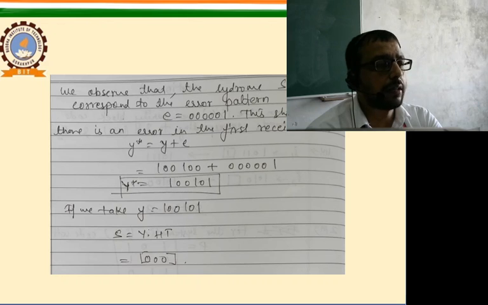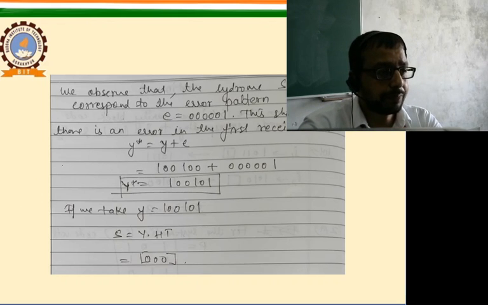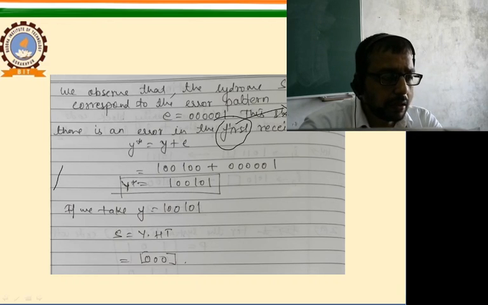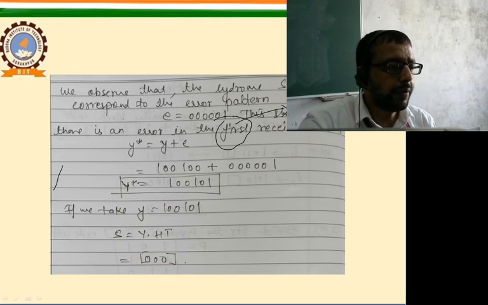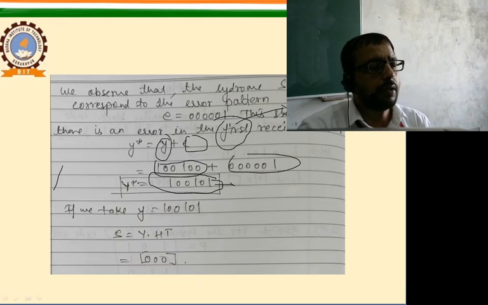Then this shows that there is an error in the 6th received bit. This one is the 6th, we will call it 6. Okay, this is the 6, and to get the value, we simply take the received vector and XOR it with the error pattern. This is the received vector which we already assumed, and here is the error pattern, and finally we get this value. Okay, this is the actual value transmitted from the transmitter.